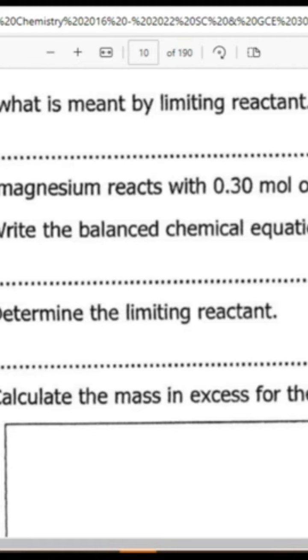Now let's look at the first question here, where we are asked to explain what is meant by limiting reactant. So let's say for instance we have reactant A reacting with reactant B, then let's say we have products C and D. Whenever you are asked to find the limiting reactant, the limiting reactant is always found on the reactant side. So between A and B, one should be limiting. So let's say if A is the limiting, then B is the substance which is in excess.